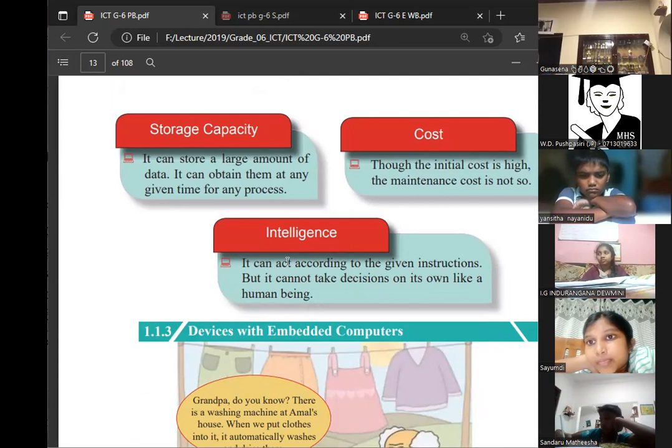So something like that happens. That is what intelligence means.